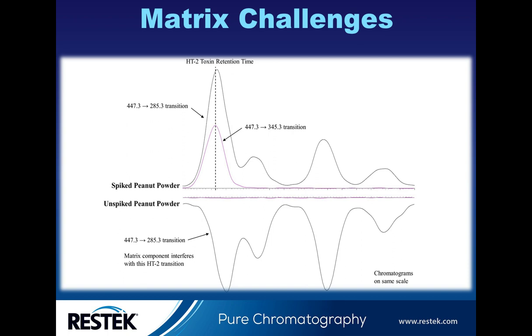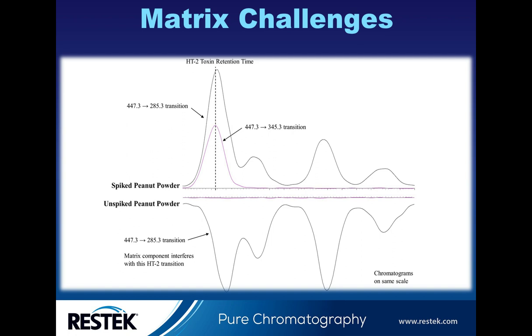Usually, a matrix effect is invisible. It's hard to see by eyes. It's just reflected by the enhancement or suppression of your target signals. Here, I found a more visible example for you. This chromatograph has two parts. The top one is the HT2 spiked into the peanut powder, and the bottom one is just a blank peanut matrix. As you can see, the blank also has the primary MRM transition for HT2, which is 447.3 to 285.3.